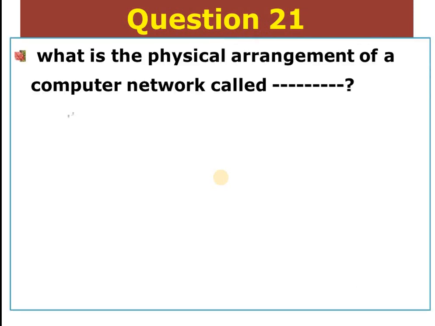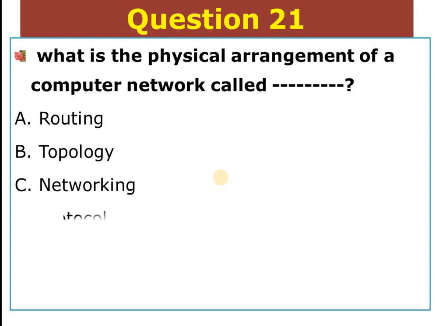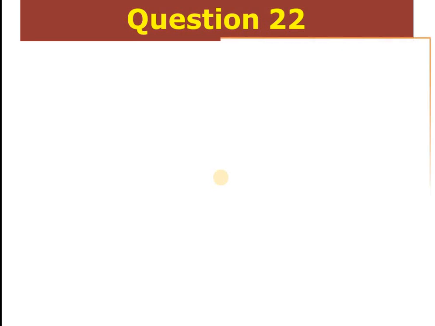Question number 21. What is the physical arrangement of a computer network called? A. Routing. B. Topology. C. Networking. D. Protocol. The answer is topology. Choice B.